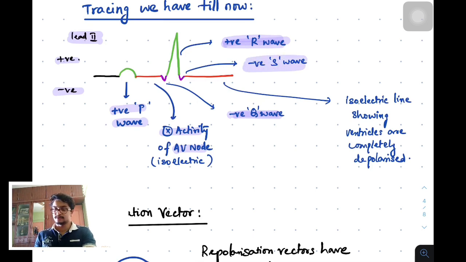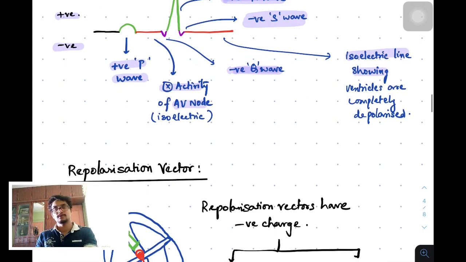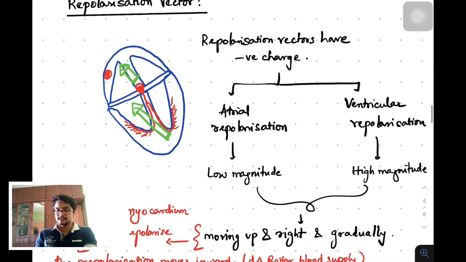Then there will be an isoelectric line when all of the ventricle is fully depolarized. When all of the ventricle is fully depolarized, the reading in the ECG will show no net change in movement of current. So there will be no change in the isoelectric line, no deflections after the S wave. So till now we discussed depolarization vectors. Now we'll talk about the repolarization vector. As discussed earlier, repolarization vectors have a negative charge because there is efflux of cations.